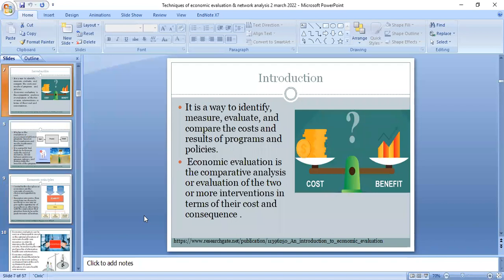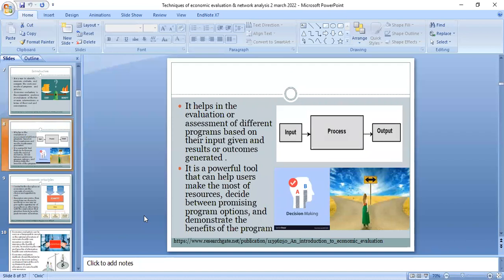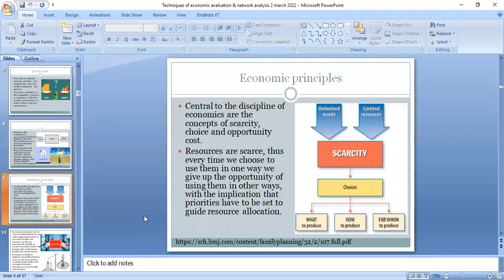Now the introduction to the economic evaluation. Economic evaluation is a way to identify, measure, evaluate, and compare the costs and results of programs and policies. Economic evaluation is the comparative analysis of two or more interventions in terms of their cost and consequence. It helps in the evaluation or assessment of different programs based on their input given and the results or outcomes generated. It is a powerful tool that can help users make the most of resources, decide between promising program options, and demonstrate the benefits of the program.